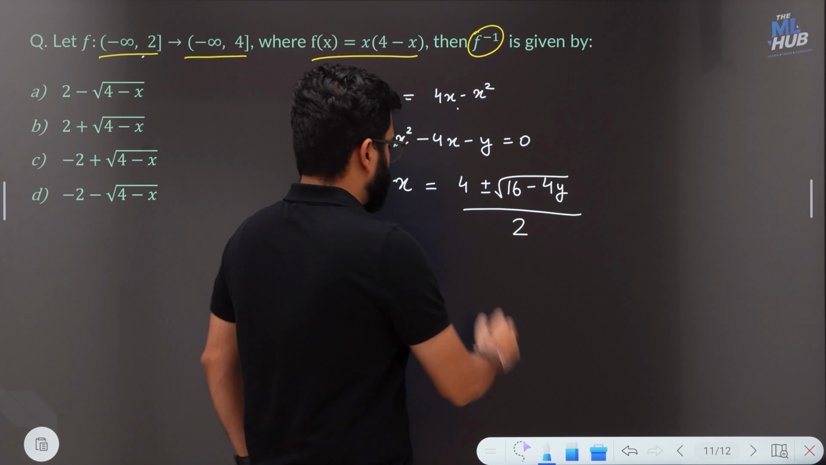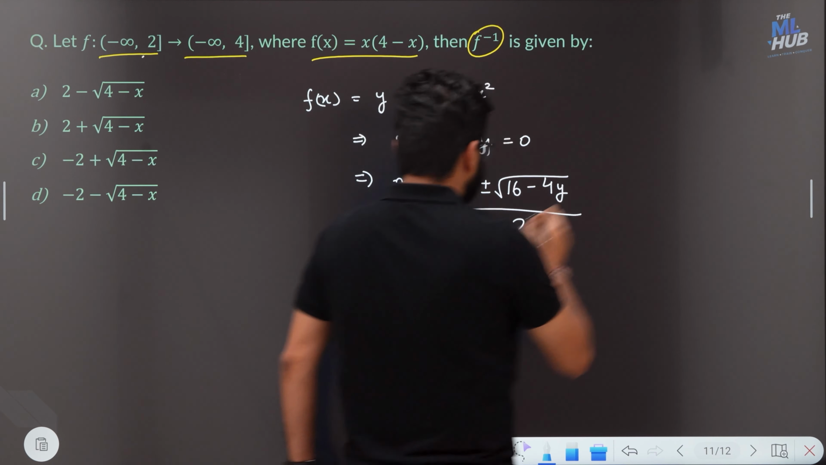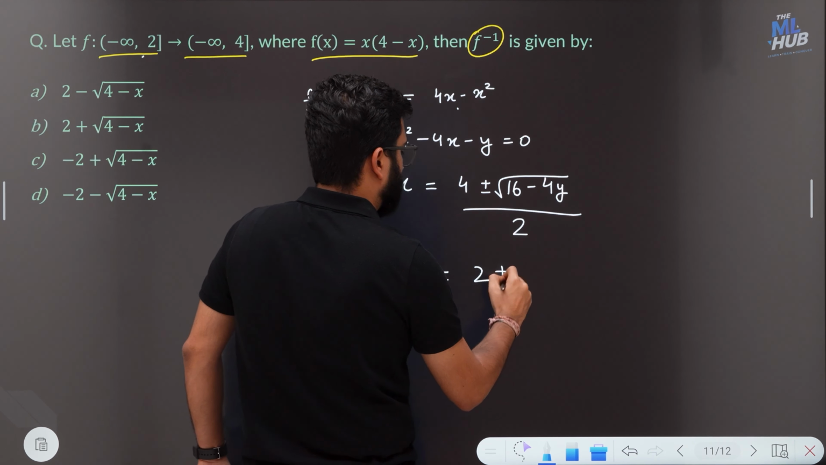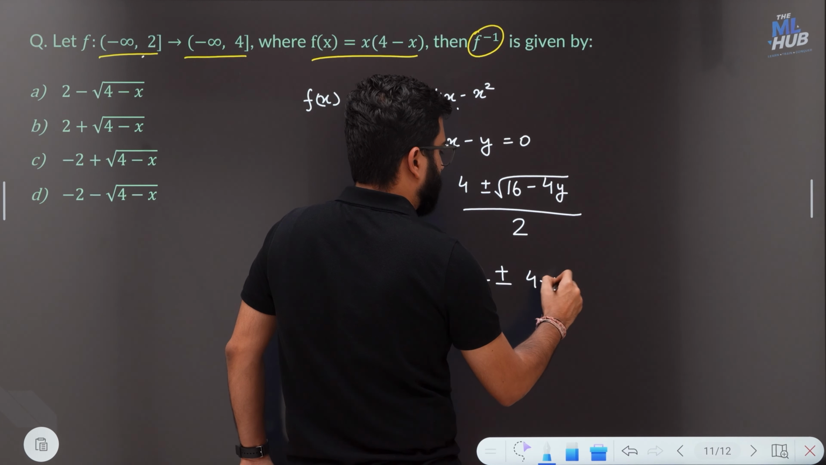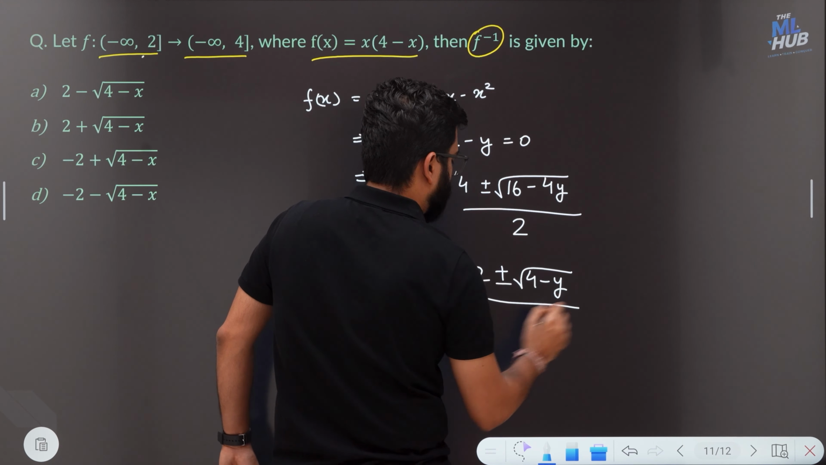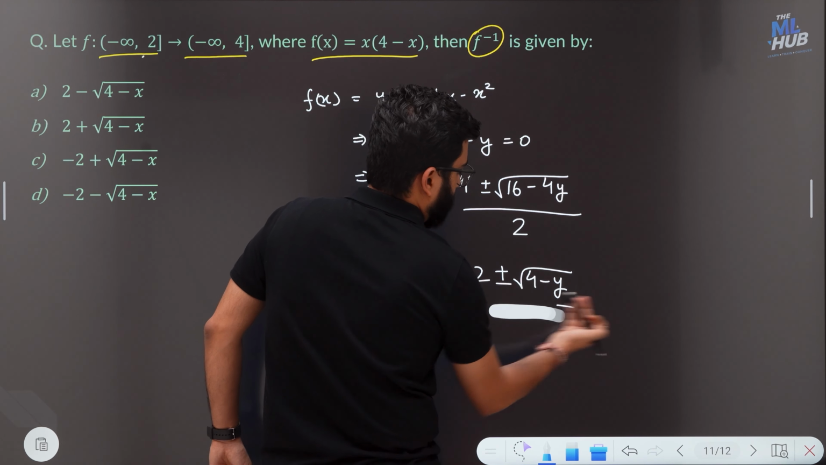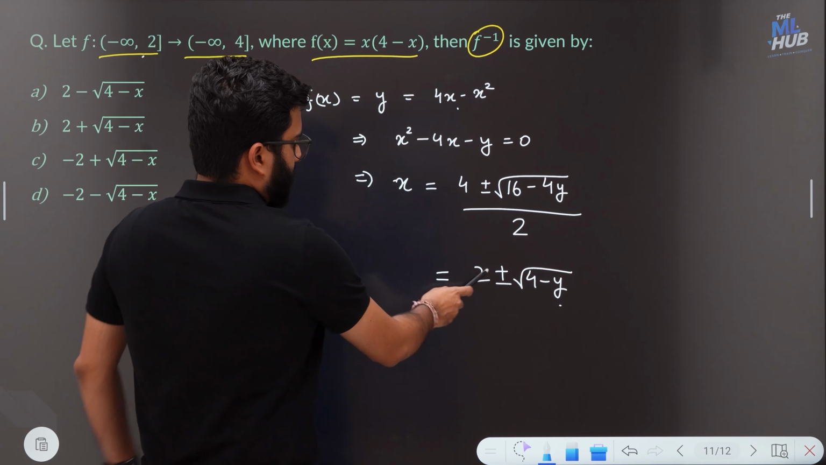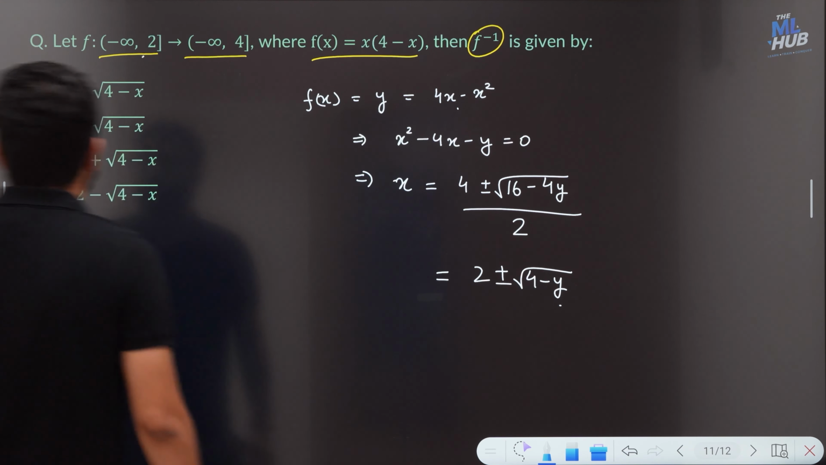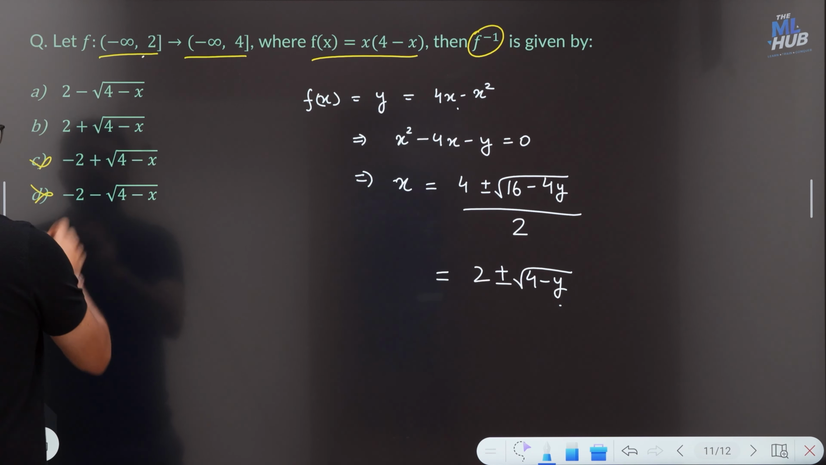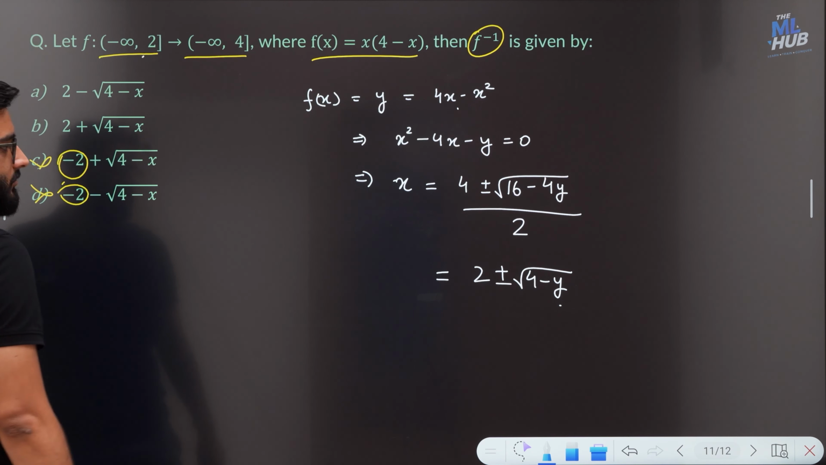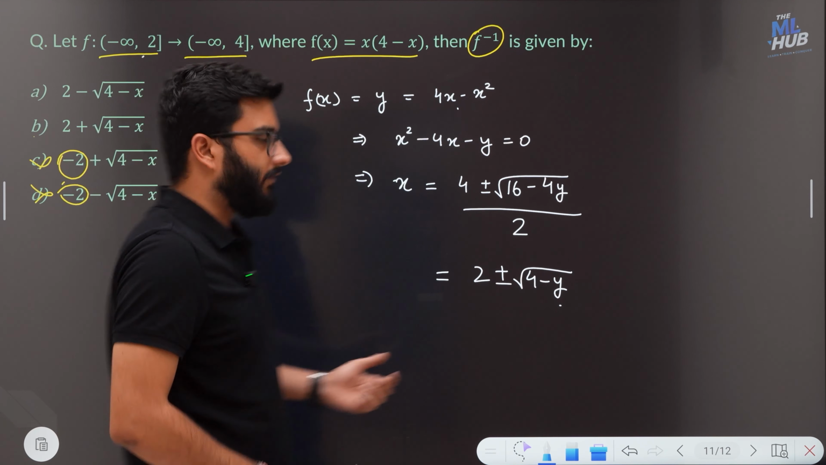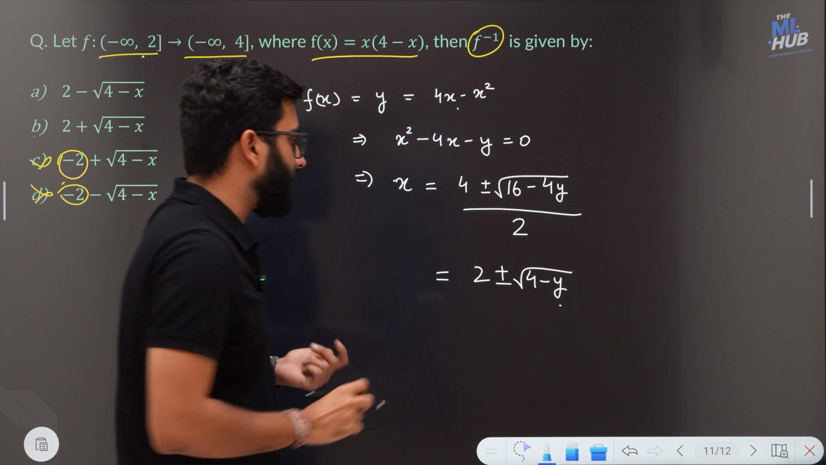Okay, so which is equal to 2 plus minus square root of 4 minus y. So either it can be 2 plus square root of 4 minus y or it can be 2 minus square root of 4 minus y. So option C and option D are itself eliminated. Why? Because it is having a minus 2. So either it will be option A or option B. So here we need to eliminate which is the incorrect one.